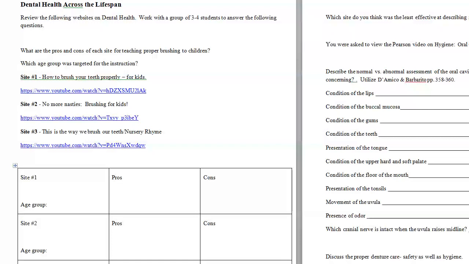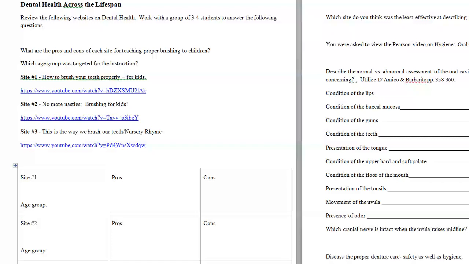So, I mean, they were all pretty good, but if you want to know exactly what you're going to do for your kids, I think the first 2 were probably better. Were much more educational for kids as well as parents. But they were all cute. So you might want to look at Site 1, 2, and think about the pros and the cons. What site do you think was the least effective in describing information on good hygiene care? And I think that would be the third one.